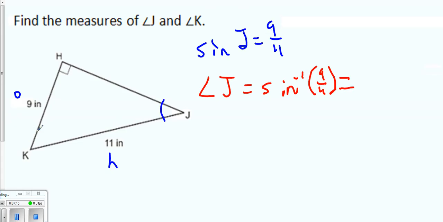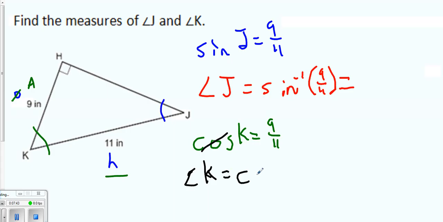Now I'm going to do from angle K, we don't know the opposite, we know the adjacent. And the hypotenuse stays the same. So adjacent and hypotenuse means we're looking at cosine. Cosine of K equals 9 over 11. So I use the cosine inverse on both sides, which cancels that out. So we'd have angle K being equal to cosine inverse of 9 over 11.